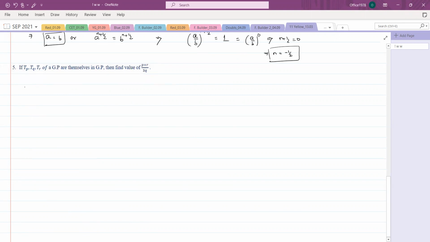Okay. Let your GP sequence be a, ar, ar square, and so on. What is your Tp? For this sequence, what is your Tp? A into r raised to p minus 1. Like Tq, a into r to the power q minus 1. Tr.